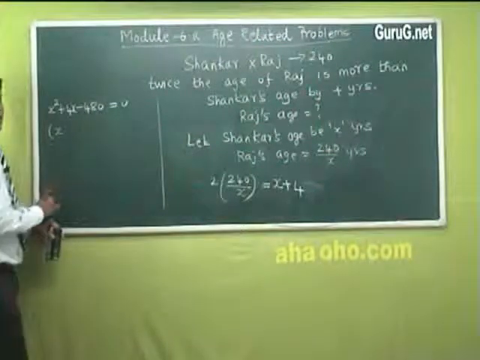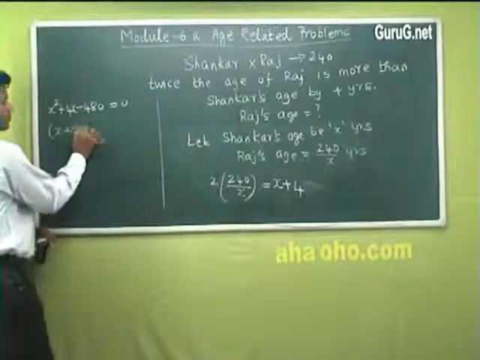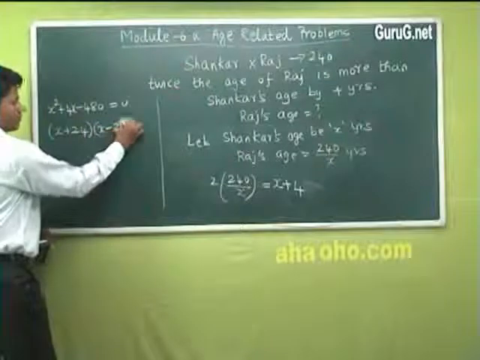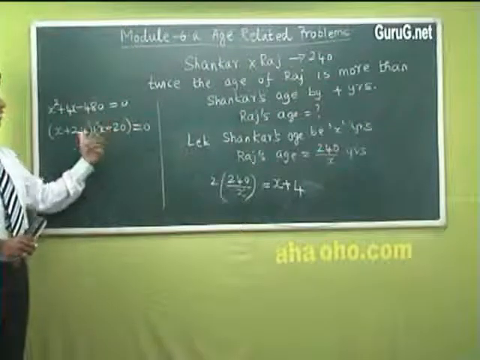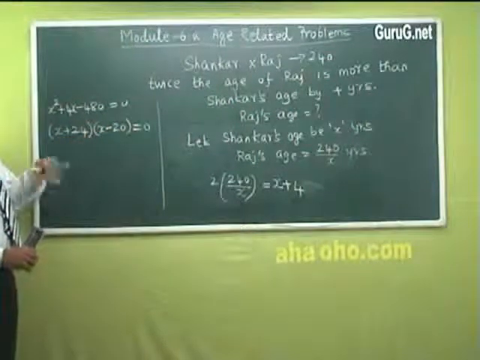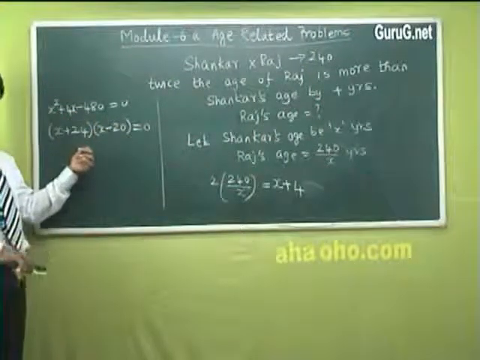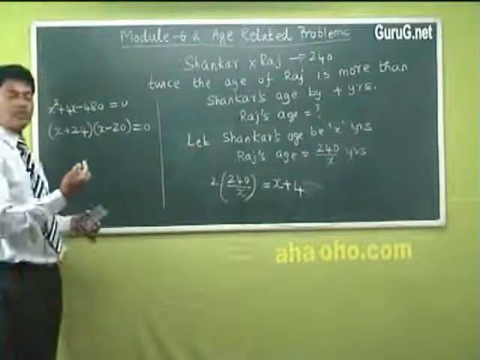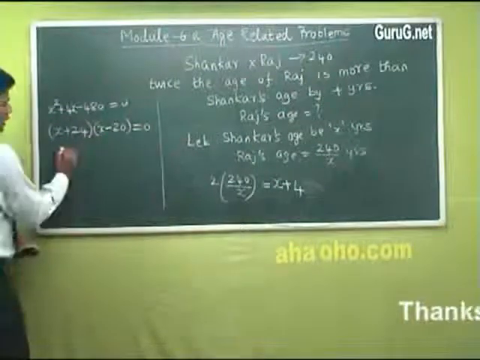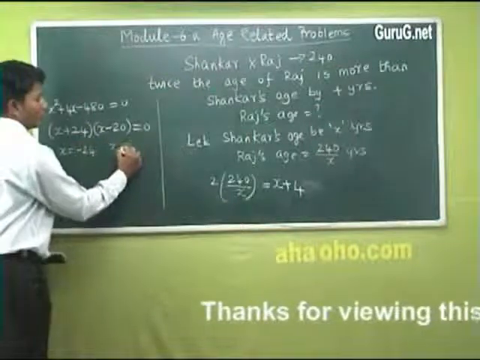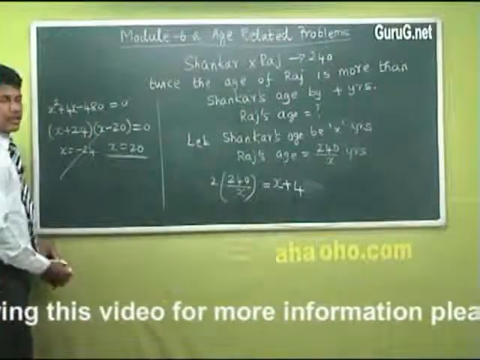So this is a quadratic equation. You can solve the quadratic equation using the formula or the method of factorization. x into x is x square, 24 into 20 is 480. So the signs go like this, plus 24 and minus 20 will give minus 480. So x plus 24 into x minus 20 is equal to 0. x is equal to minus 24 or x is equal to 20. Age cannot be negative, so cancel this out. The answer is 20 years.